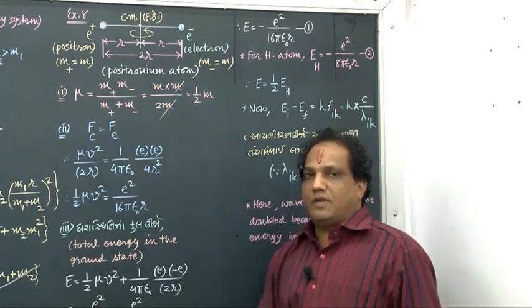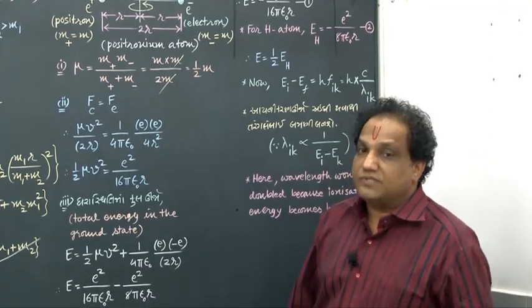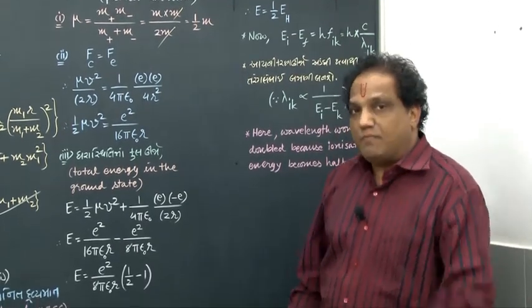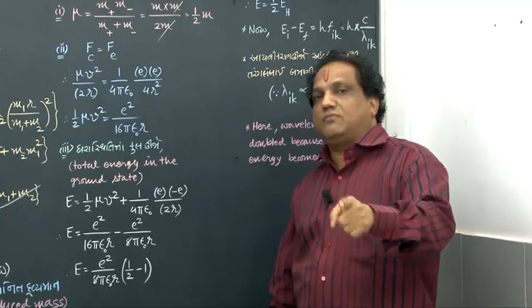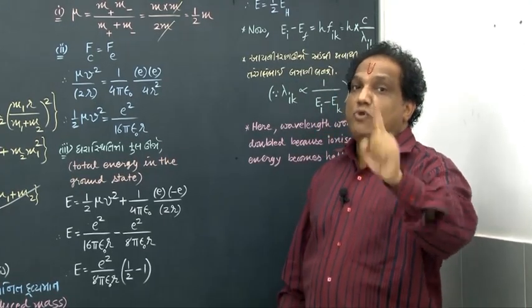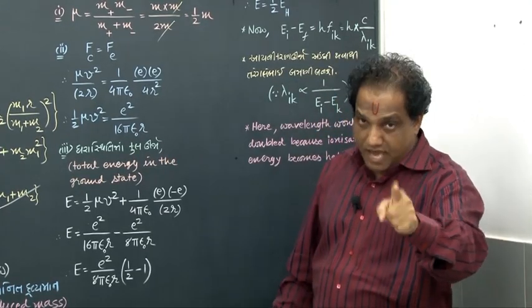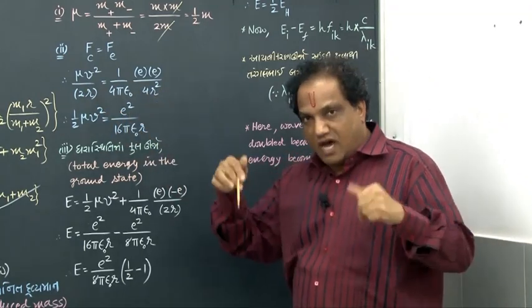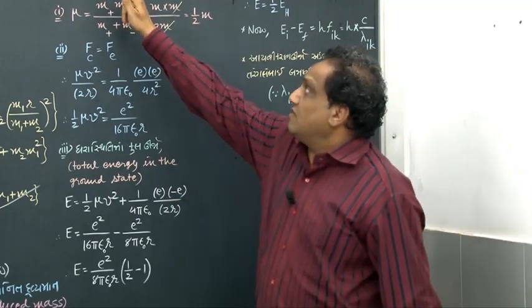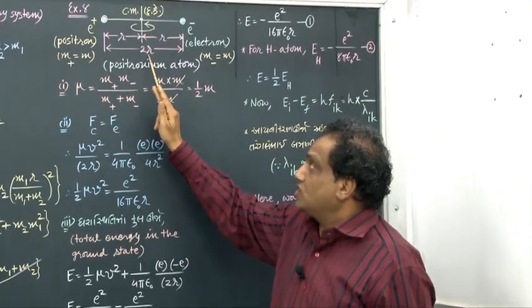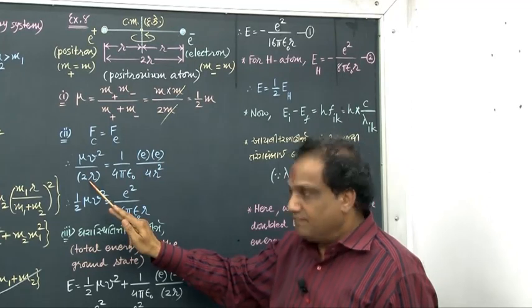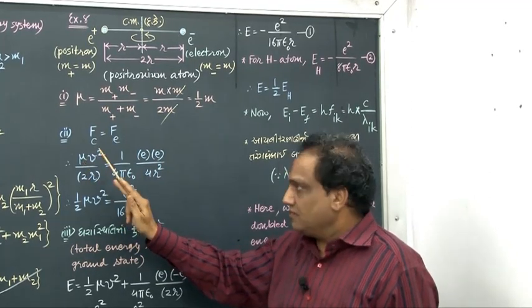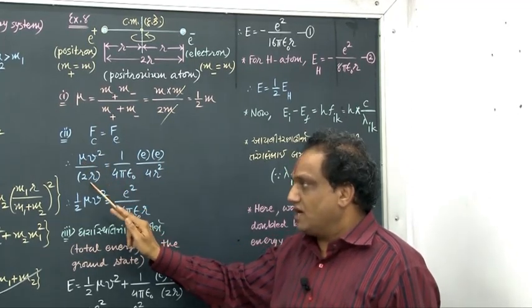What is centripetal force formula? mv square upon r. But in case of binary system, don't say m, say mu. In place of mass m, you must take reduced mass mu. So mu v square upon r. R is the distance. But distance between these two particles is not r, it is 2r. Okay. Instead of m, you will write mu. mv square upon r, instead of r, you will write 2r.